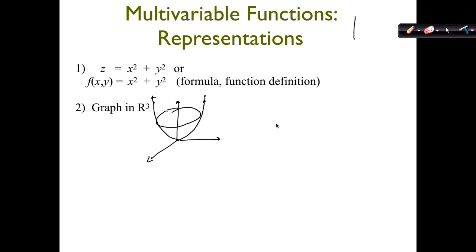So this graph is a surface, right? These functions are going to be equations of x, y, and z. This is going to be z equals something with x's and y's, and we know that equations of x, y, and z give us surfaces. Remember that? So we're going to get surfaces.